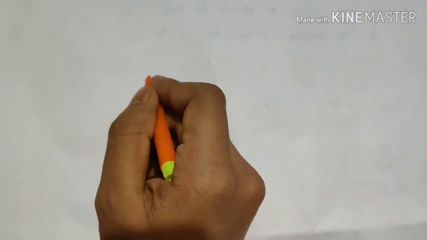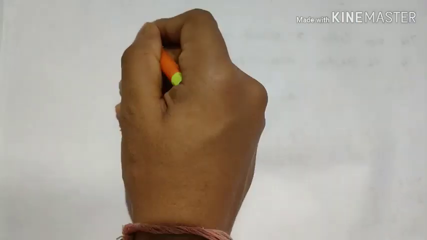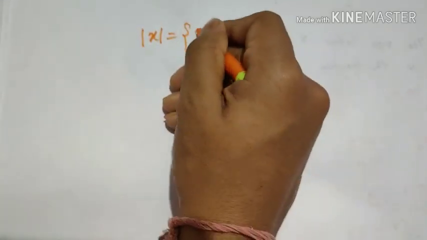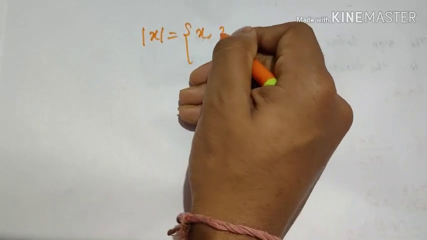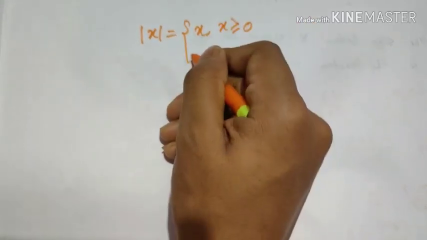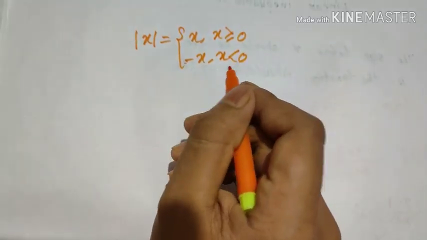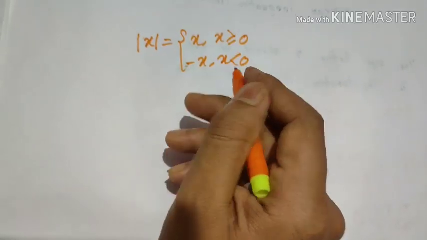Now consider the mod function. Know the definition of mod. Mod x equals x when x is greater than or equal to 0, and equals -x when x is less than 0. This is the most important definition of mod x. You have to remember this.